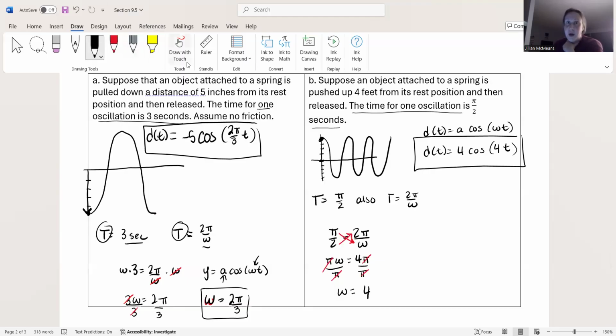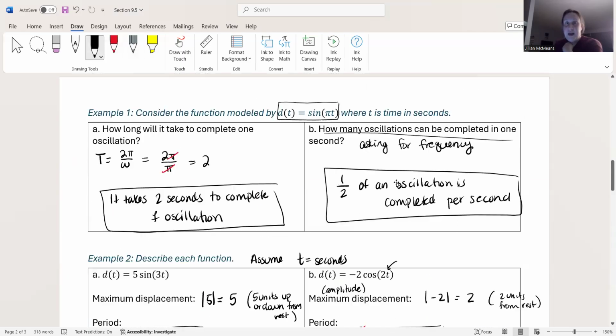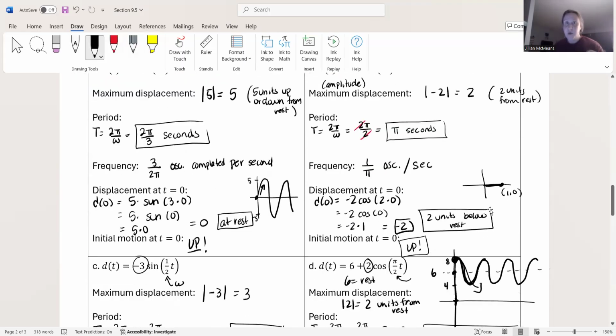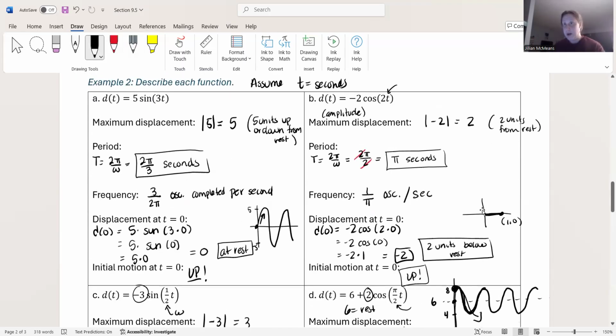That is simple harmonic motion. This is what I would expect you to know. Understand the period and frequency and how they kind of play off each other, be able to describe all the things we did in example two. So maximum displacement, which is really just amplitude, be able to find the period, the frequency, understand the displacement at time t equals 0. So where are you at before the timer actually starts? And then understand your initial motion. Are you going up? Are you going down?